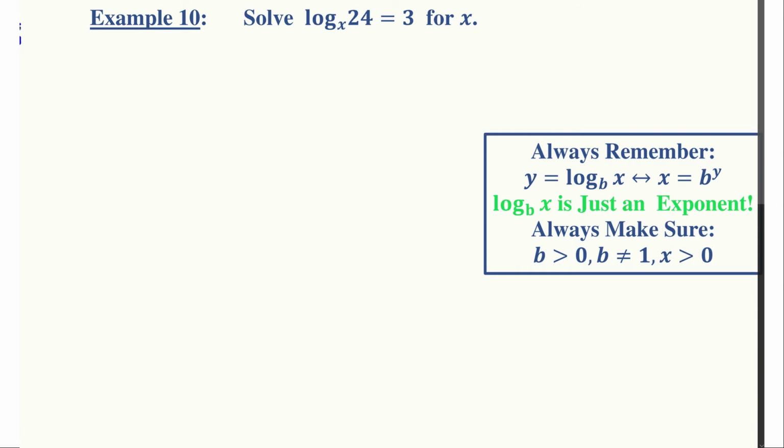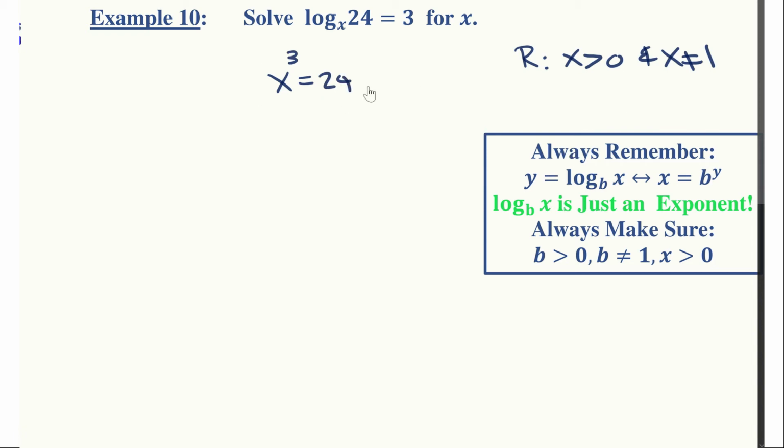So we know that the restrictions on the value of x are that x should be greater than 0 and x should not be equal to 1. With that in mind, we proceed with solving. Now we're going to use the definition of logarithms to convert this logarithmic equation to its exponential equivalent form, and we end up with x to the power of 3 equals 24.